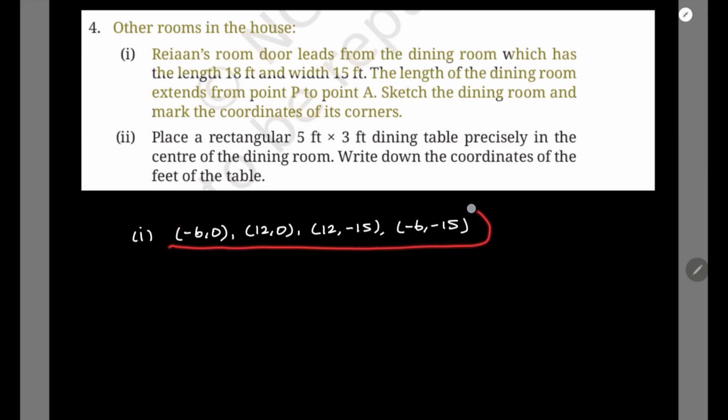So these four are coordinates of the dining room. Next, the second problem. The second question is, place a rectangular 5 feet by 3 feet dining table precisely in the center of the dining room. Write down the coordinates of the feet of the table. So we have to make a dining table, length is 5 feet and width is 3 feet, in the center of the dining room, and we should find the coordinates of the table also.